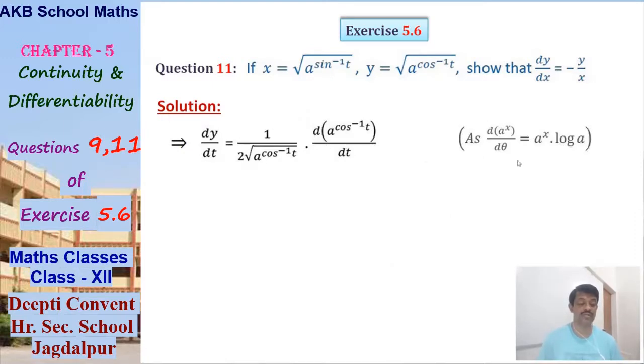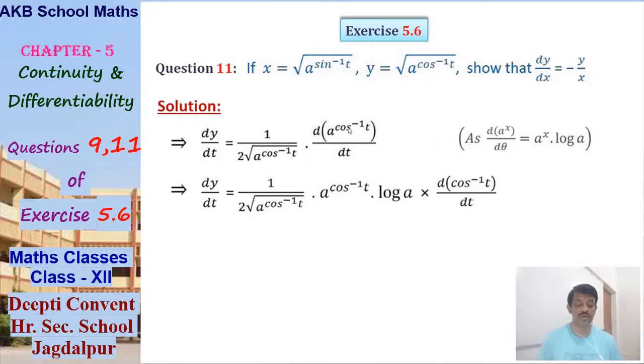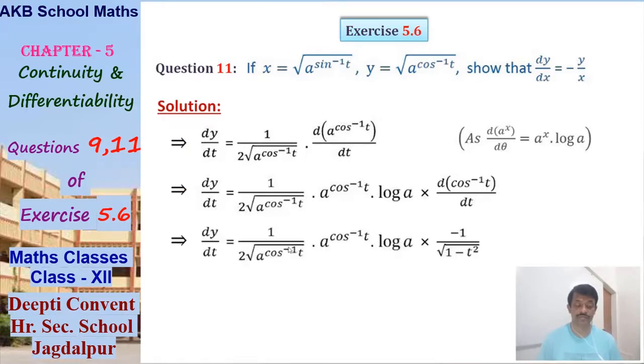We know the formula: d/dx of a^x equals a^x log a. So by using this formula, a to the power cos inverse t is our variable part, and a is a constant. So a^(cos inverse t) log a into the derivative of cos inverse t, which is minus 1 upon root 1 minus t square. The derivative of cos inverse t is this.